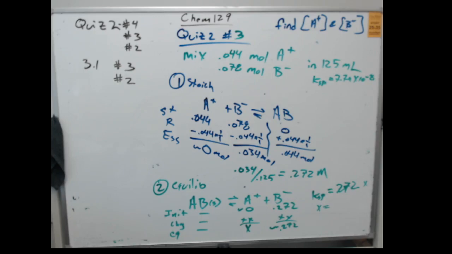But we can go ahead and finish this calculation now. This is 7.79 times 10 to the minus 8 divided by 0.272. And I get my x value is equal to 2.864 times 10 to the minus 7. Is that approximately 0? Yeah, kind of. Compared to 0.272, it's pretty much 0.